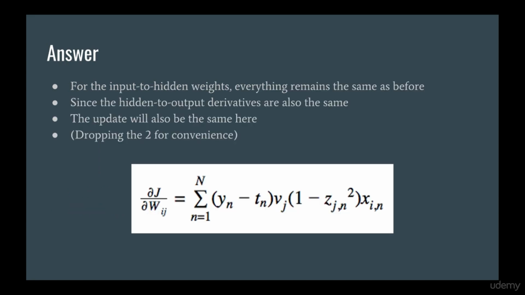Next, let's calculate the derivative of the cost with respect to the input to hidden weights. Note that because the only part that is changed when going from classification to regression is the output layer, everything behind the hidden layer remains the same. We already showed that the update equation for the hidden to output weight is the same for regression as it is for binary classification. Because of this, the input to hidden weight updates will also be the same. Note that I've dropped the 2 here for convenience, since it can be absorbed into the learning rate.